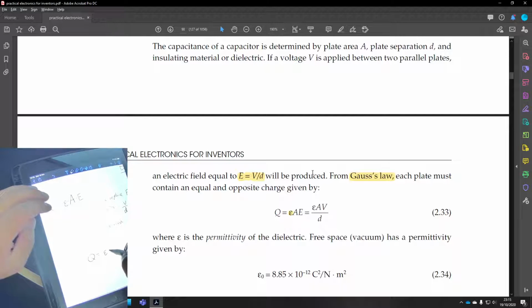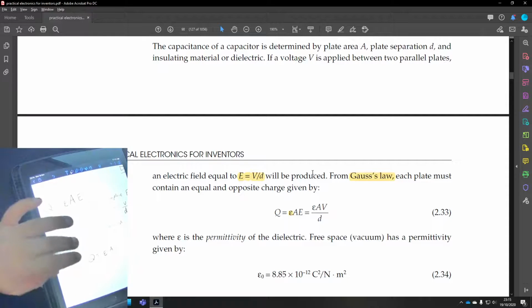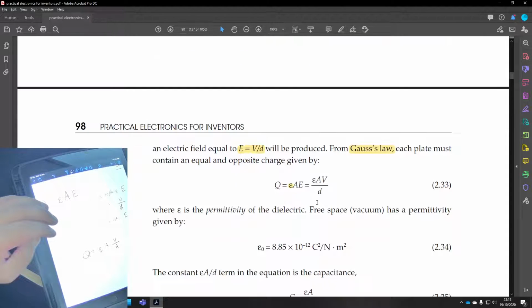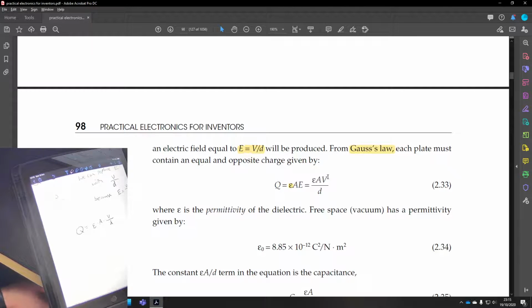Epsilon times area times voltage divided by the distance between the two plates. Oh, they've done it like this. Oh yeah, because of order of operations, what's it called, BODMAS? Okay, so it works out. That's the same thing, right? But anyways, I'll write it like that. Do it the same. Epsilon A V divided by D. Cool.